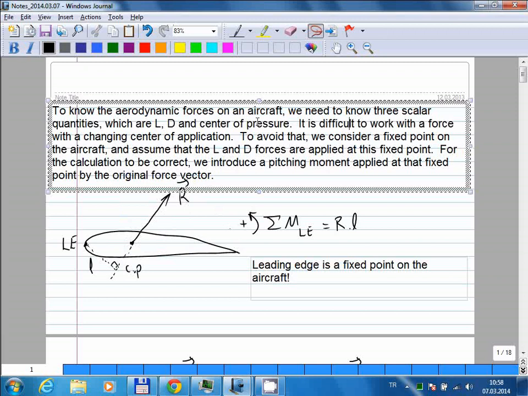So let me read from here. It is difficult to work with a force with a changing center of application. So that means while your aircraft is flying, this force vector is moving. So you take off, you start climbing, and your center of pressure is somewhere. And then you come to your cruising altitude, and then you start horizontal flight. Your center of pressure will be somewhere else. And during the flight, while turning or while making other maneuvers, this center of pressure will be moving back and forth. Okay? And for various purposes, we want to know the forces that includes center of pressure as well. So we need to know where the center of pressure is acting. Otherwise, just lift and drag information without center of pressure doesn't give the entire forces.